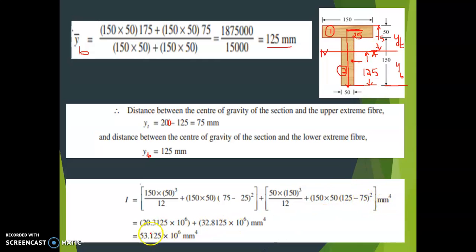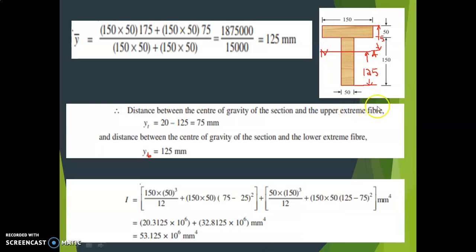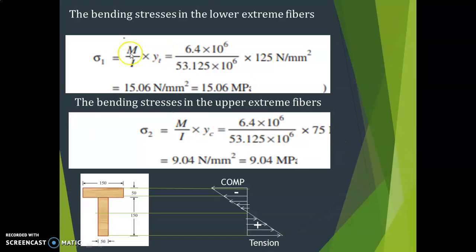So when you simplify, you get 53.125 into 10 raised to 6. You just check the answer. I don't know whether the answer is correct or wrong. So now we have the I value, that is 53.125, and we have M also, that is given in the previous question, that is 6.4 kilonewton meter, and we know the extreme fiber distances, YT and YB. So only one unknown is sigma.